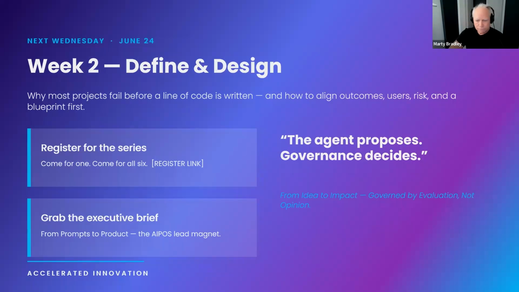So next week, we're going to go into define and design. That's going to be pillar one. And I'll talk a little bit about the discovery agent type of things you can do there. But really, what do we mean by define and design? We'll get the registration link out quickly. In the future, I'll put a barcode up here. I forgot to do that.